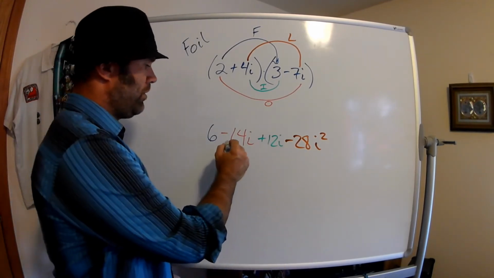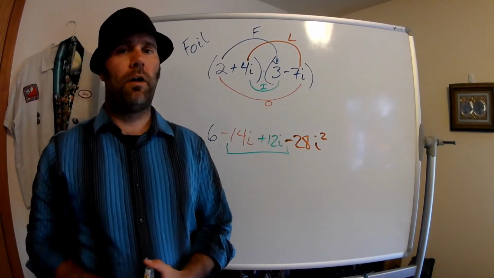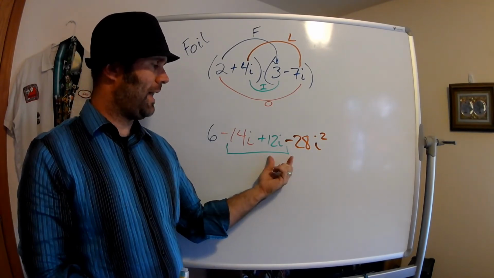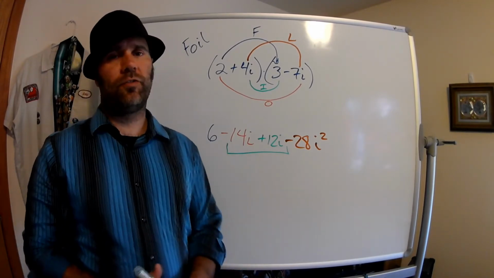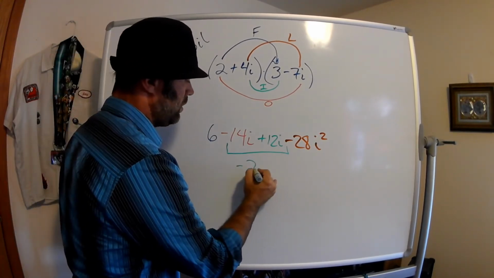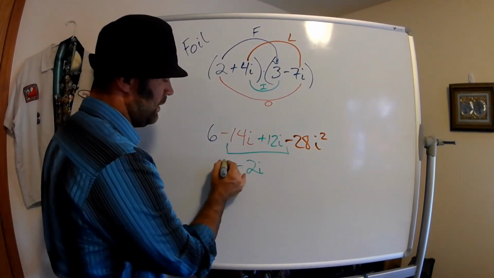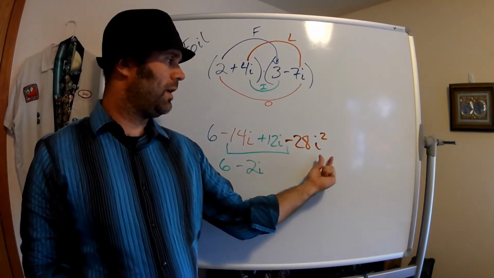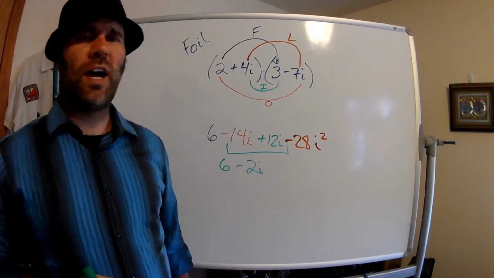The two middle terms, if we used FOIL to multiply the binomials together, we should be able to just add these two numbers together. So negative 14 plus 12 is negative 2, so we get a negative 2i. We're going to just bring that 6 down, because we didn't do anything to the 6. And we're going to simplify this. This is a concept that we haven't really thought about before. But what is i squared?